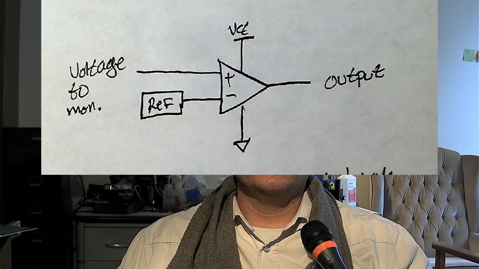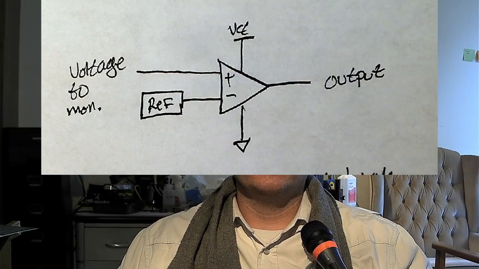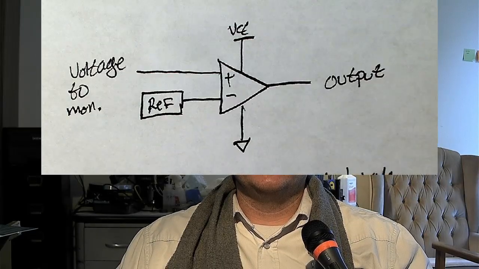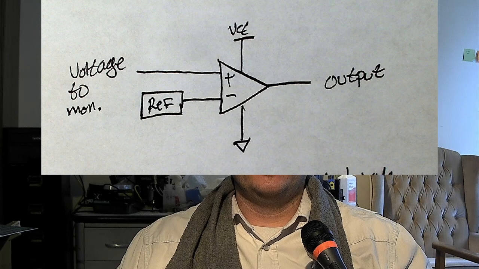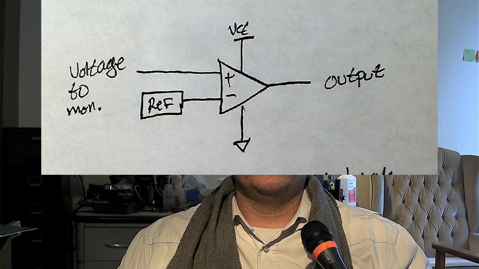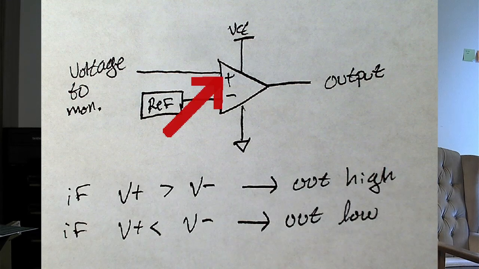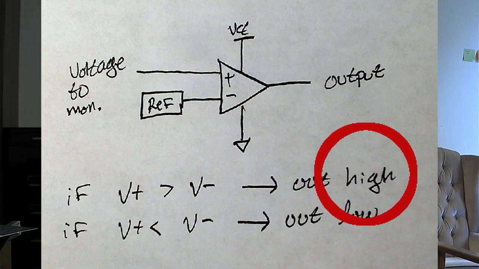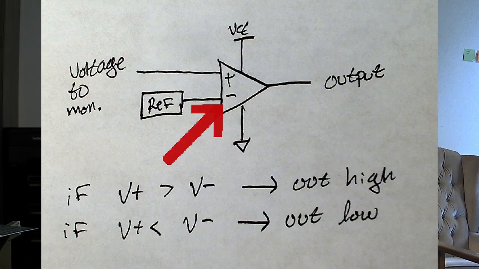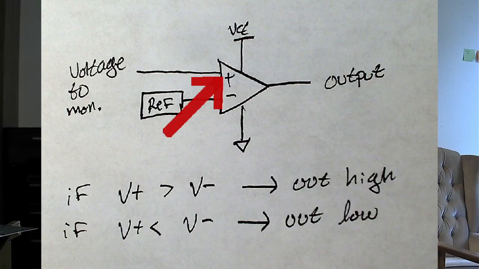So let's start off talking about what is a comparator. It is a mixed signal device. It's an integrated circuit. It has a supply and a ground, and it has two inputs. You're always going to see two inputs on a comparator. It has a digital output, and that digital output goes high or low according to the inputs. If the non-inverting input is higher than the inverting input, the output is high. And if the inverting input is higher than the non-inverting input, the output goes low. It really is that simple.